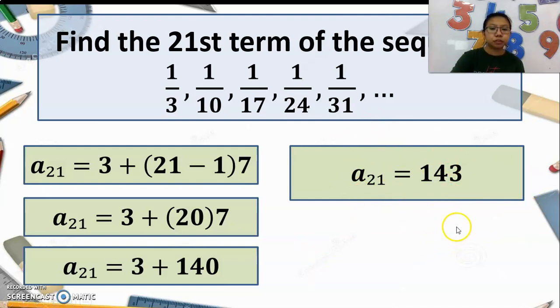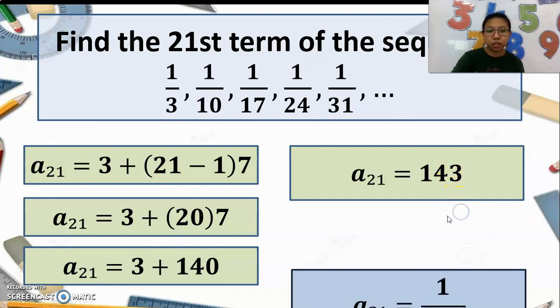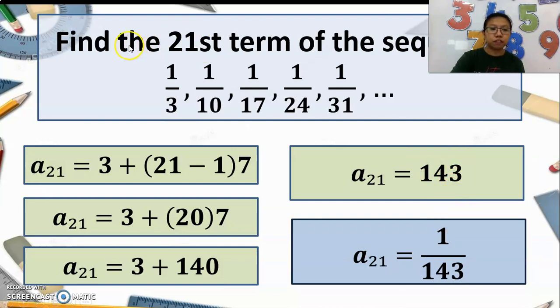But when it comes to harmonic sequence, again, we need to get the reciprocal. So when we have the reciprocal of 143, the answer will be 1 over 143. So therefore, the 21st term of the sequence 1 over 3, 1 over 10, 1 over 17, 1 over 24, 1 over 31 will be 1 over 143. Okay? So again, the reciprocal of a harmonic sequence is the arithmetic sequence. So in order for us to get the nth term of a harmonic sequence, the first thing to do is to transform the given sequence to an arithmetic sequence, then use the formula for the nth term of an arithmetic sequence, and then get the value of the missing term.